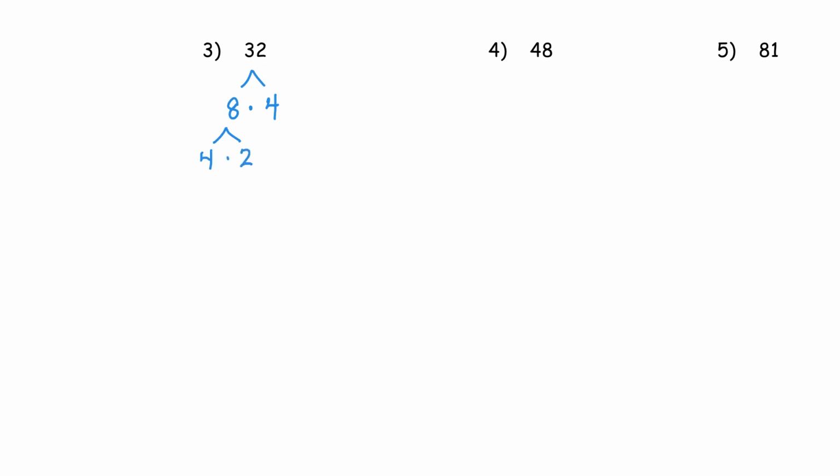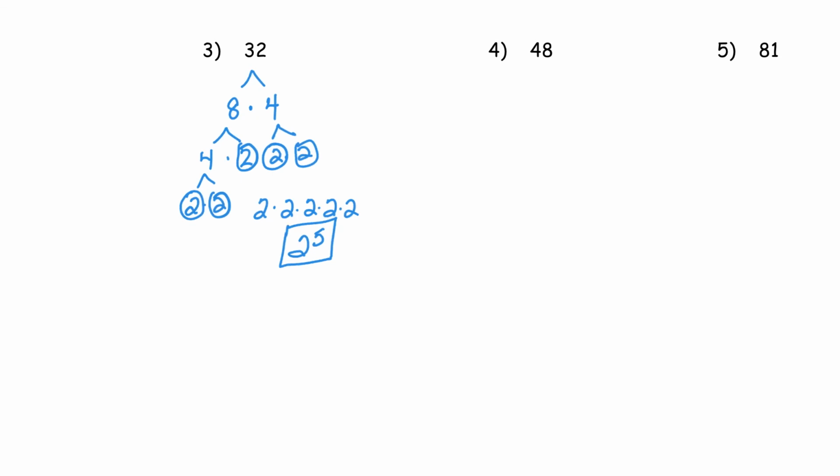So now 8 is 4 times 2. I'm going to break down the 4 here into 2 times 2. All I'm doing is breaking up my composite numbers until all I have left are prime numbers. So here I am, 1, 2, 3, 4, 5. So it's 2 times 2 times 2 times 2 times 2, or 2 to the 5th power, and I am done. I would strongly suggest you check it in your calculator.